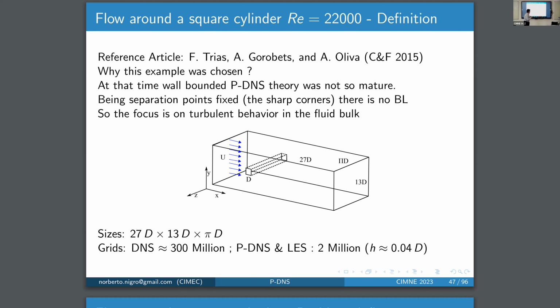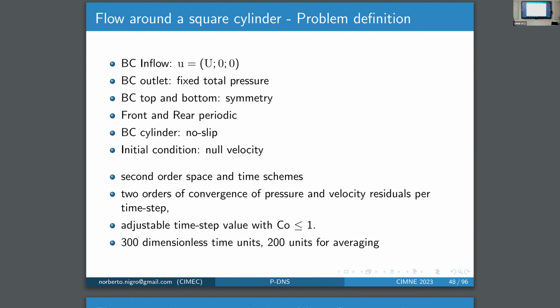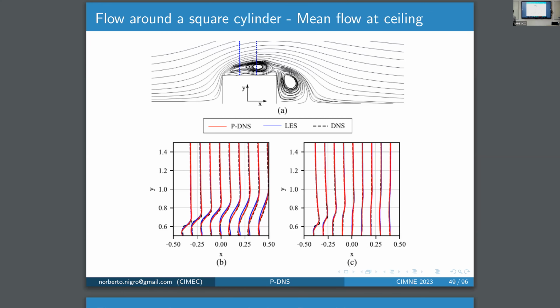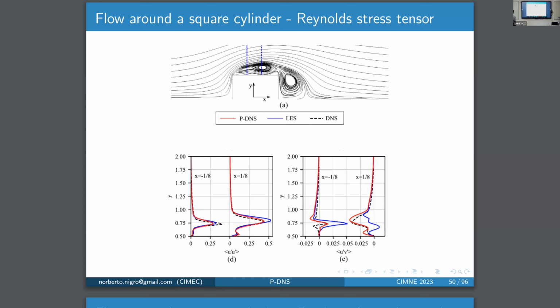So the focus was only on the bulk of the turbulence, with the different meshes, and comparing with the DNS, 300 million versus 2 million. It is very, very different. But the results, with these boundary conditions and how the scheme is set up, this is how the comparison looks. In this part the comparison is not so different between pDNS and LES, but here we have different contributions of the stress tensor, for example u'^2 or u'v'. The red one, the pDNS, follows the solution in a better way here, for example, and here.